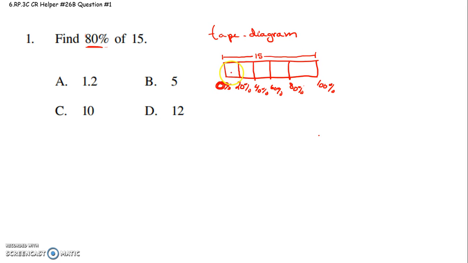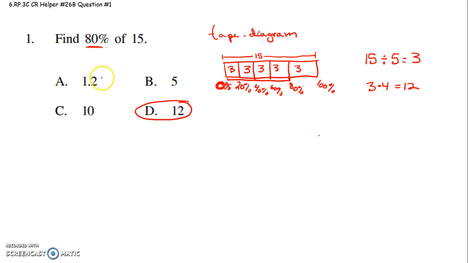Well, if I take 15 and break it up into 1, 2, 3, 4, 5 parts, each part represents 20%. So I'll take 15 and divide it up into 5 parts. So there'll be 3 in each box of our tape diagram. Now I care about 80%, so I care about how many of these boxes? For 80%, I care about 1, 2, 3, 4 boxes. So that's 3, 6, 9, 12. So I could do 3 times 4 if I want, and that will give me 12. 12 is 80% of 15.